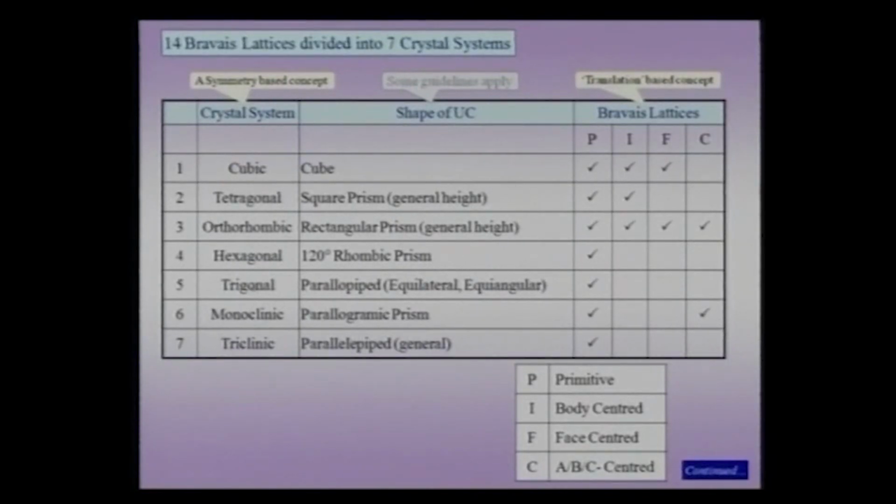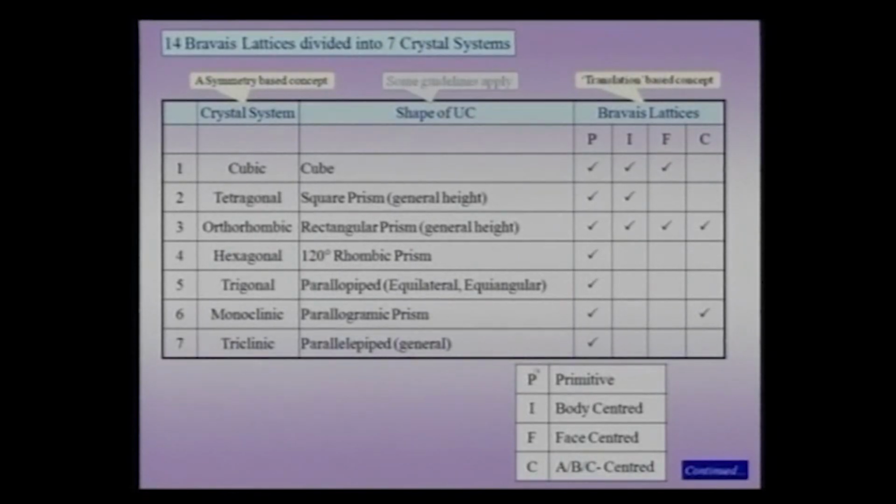The monoclinic crystal is described by a parallelogramic prism, and a triclinic crystal is described by a unit cell which is of the most general kind of parallelepiped, wherein there are no special constraints either on the sides or on the angles. On the right hand side are the Bravais lattices. We shall of course take up each one of these Bravais lattices point by point.